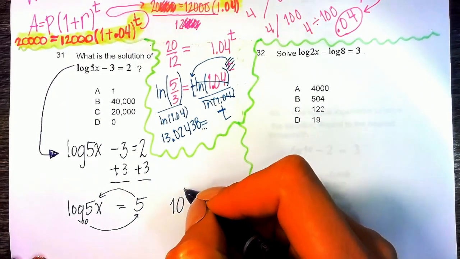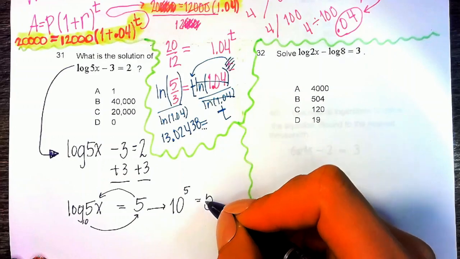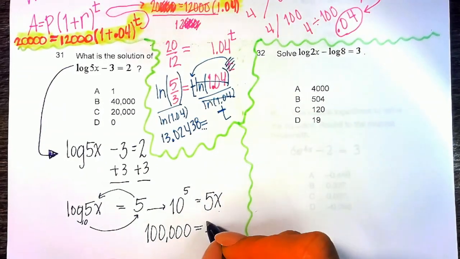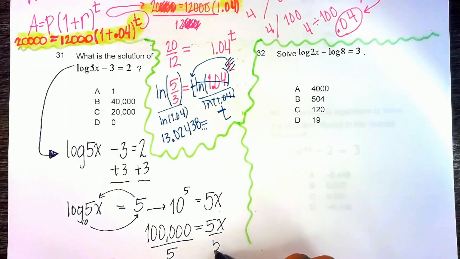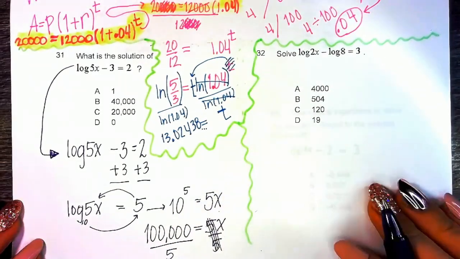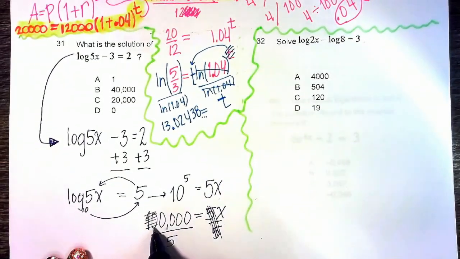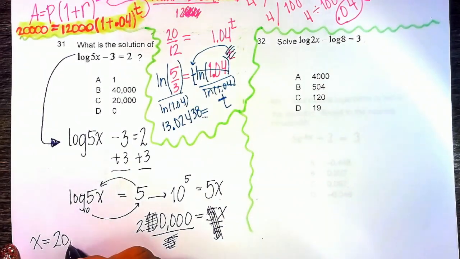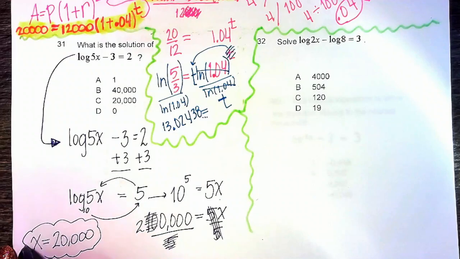Then we're going to take this logarithm and change it into exponential form. 10 to the 5 equals 5x. 10 to the 5 is really a 1 with 5 zeros, or 100,000. 100,000 equals 5x. Divide both sides by 5. 100,000 over 5 reduces to 20,000. X equals 20,000.